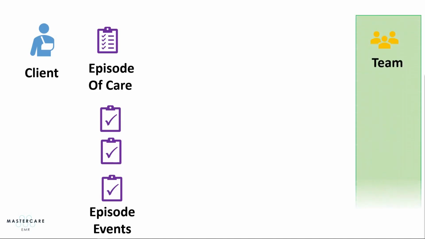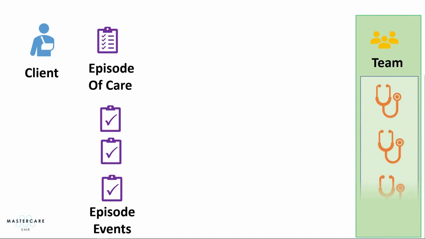Next, we have the concept of teams. The client may need to be seen by multiple practitioners. Those practitioners need to keep each other informed of the client's progress, and they are all working on the same presented issue. Each of those practitioners or staff need to be working on the same team. MasterCare EMR allows for the establishment of multiple teams. For management reporting purposes, each team will be reported on separately. For client care purposes, all care occurs within one team.